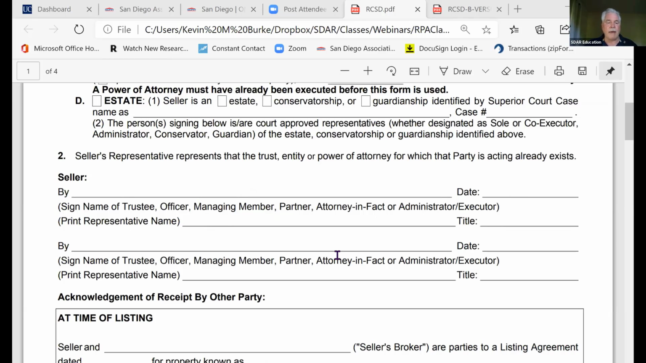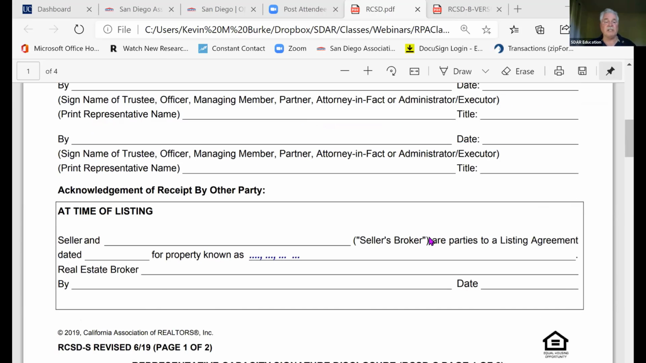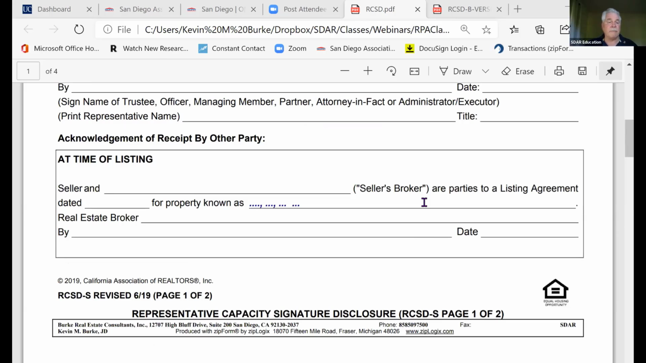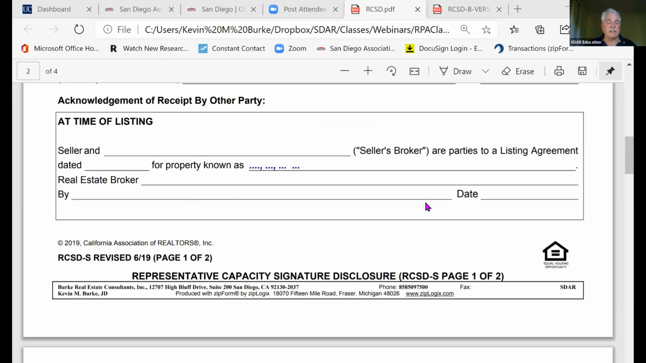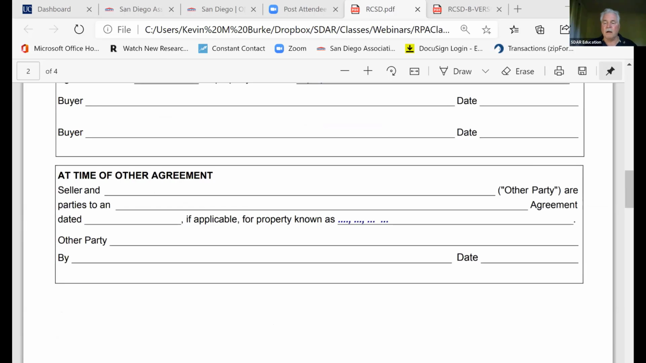Okay, good. That being said, no other big changes in here at the time of the listing. So the agent should have had this done at the time of the listing, and then they would provide this form for the buyer now to sign down here at the time of the sale, or at the time of some other agreement. Everybody good? Follow me? All right.